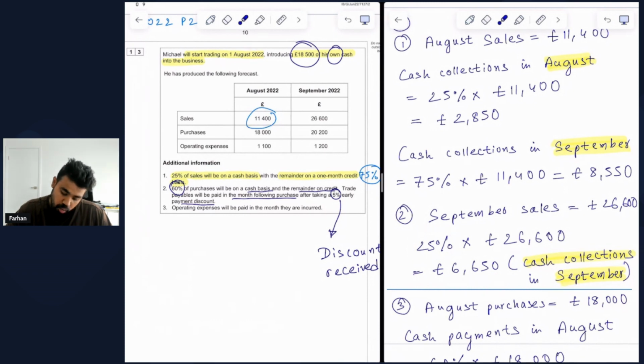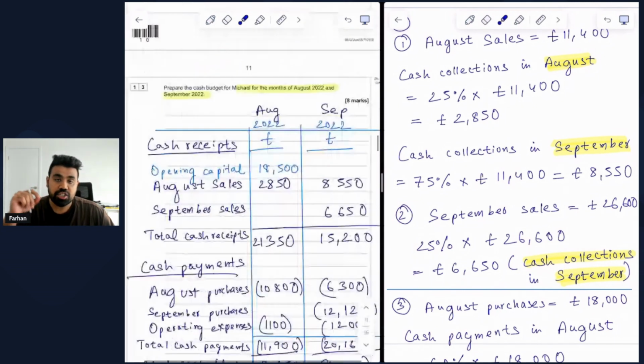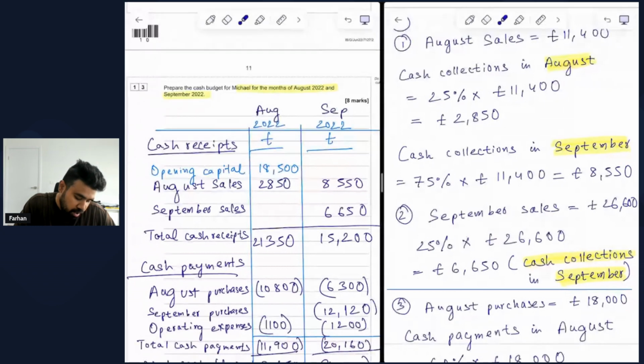Then, once we have figured all this out, let's take you to the cash budget, and we're going to start by preparing the section for cash inflows, or the cash receipts, the same thing. So cash receipts or the cash inflows, they're the same thing. And we have 2 months here, August and September. So ignore the opening capital for now. Let's focus on the sales to begin with. So we understand that whatever sales we have made in August, 25%, which is £2,850, are collected in the month of August itself.